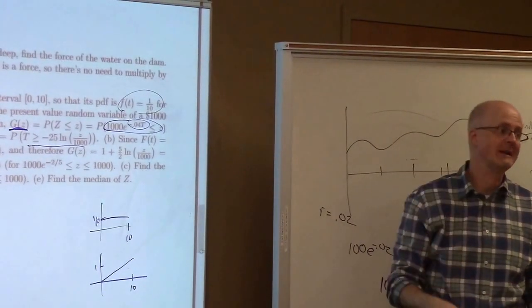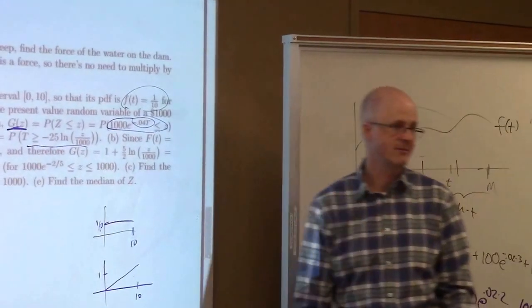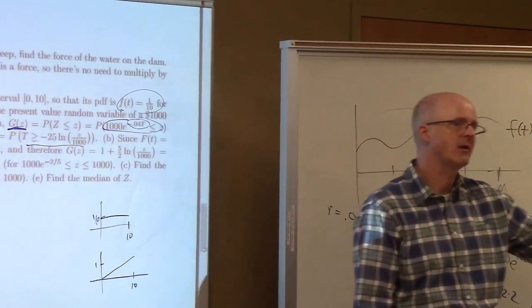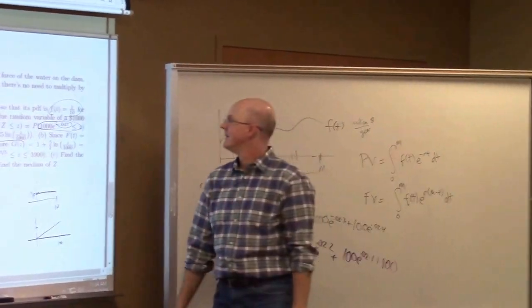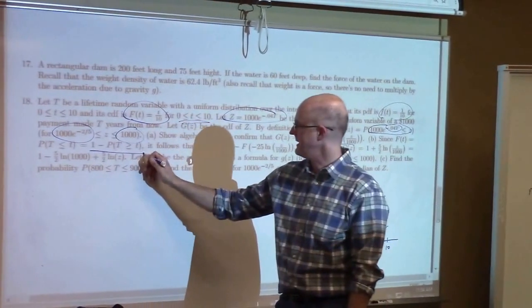That's a negative quantity. The inequality switches direction from less than or equal to greater than or equal to. But just as if the chance of rain tomorrow is 20%, there's an 80% chance of no rain tomorrow, this probability is the same as 1 minus this probability.